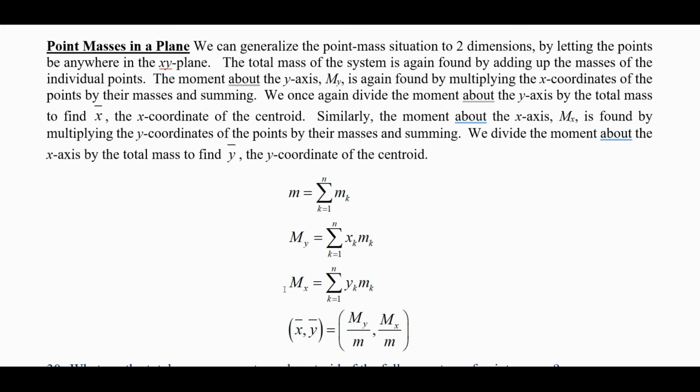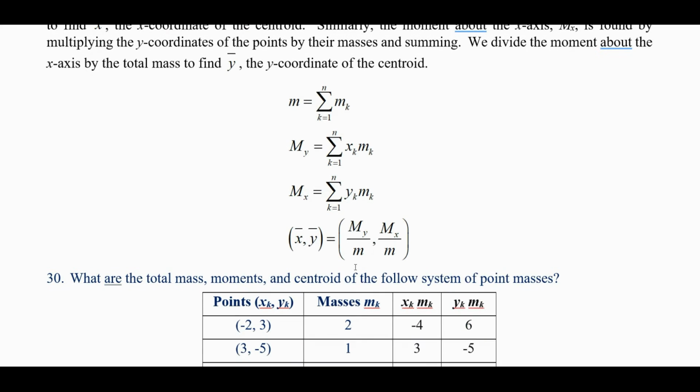Similarly, the moment about the x-axis, m sub x, is found by multiplying the y-coordinates of the points by their masses and summing. We divide the moment about the x-axis by the total mass to find y bar, the y-coordinate of the centroid. So m is just the sum of all your individual point masses. M sub y is multiply the x value times the m, add those up. M sub x is multiply the y values of each point times its mass and add them up. And then you just divide to find x bar and y bar.